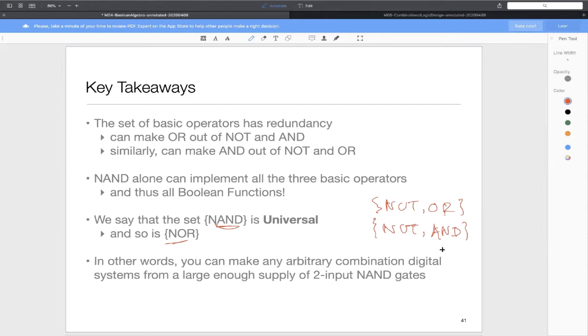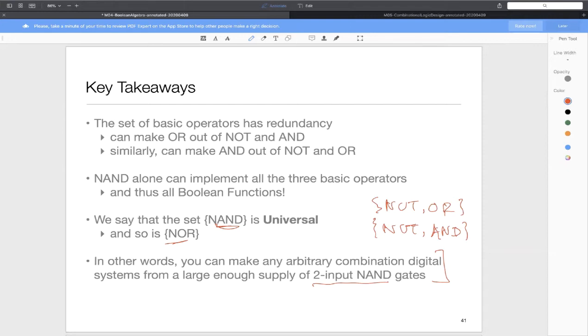Anyway, this is a key takeaway: if I give you a large enough supply of 2-input NAND gates, then you can make anything out of it. Any digital system can be made just using an infinite supply of 2-input NAND gates. So that's a nice thing to have. One of the things you might immediately ask is, hey, but what about a 3-input NAND gate? Can I make a 3-input NAND gate out of 2-input NAND gates? Yeah, you can. I'll leave you to figure it out.